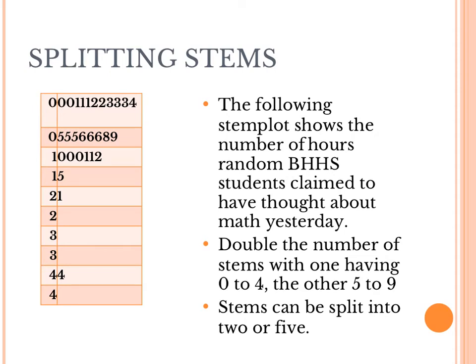So here it is. In this problem, we're looking at the number of hours random Bloomfield Hills High School students claim to have thought about math yesterday. If you look at the data values, we have some leading zeros. It looks like some people must have reported values here in like 10 hours or 12 hours. Here it looks like 21 hours. That person's quite a suck up. Here we have 44. That clearly is an error.